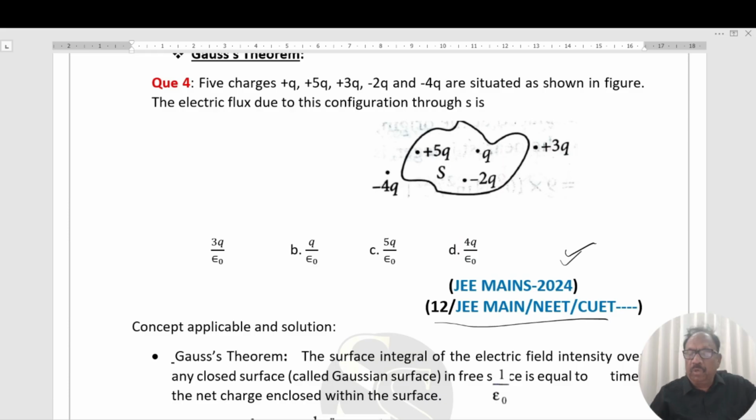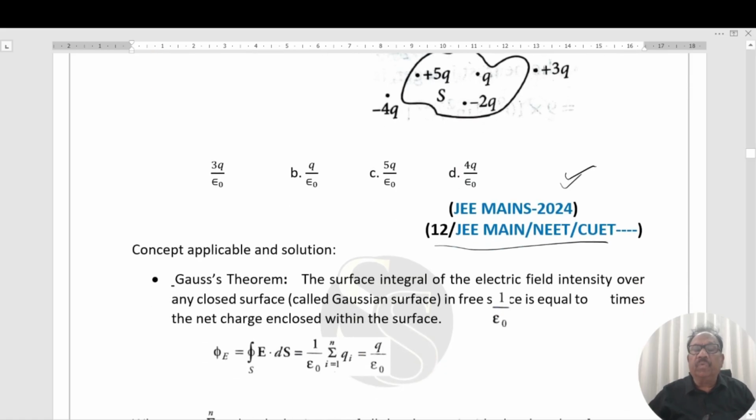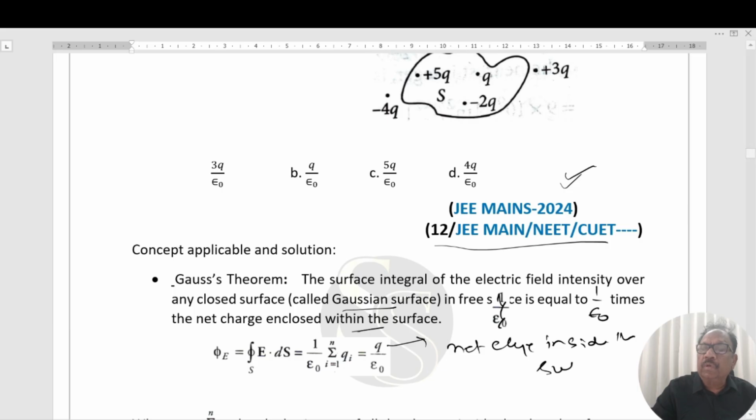Before we start with the question, let's discuss certain applicable concepts. Gauss's theorem: the surface integral of electric field intensity over any closed surface, in free space, is equal to 1 over epsilon naught times the net charge enclosed within the surface. Here Q is the net charge inside the surface.